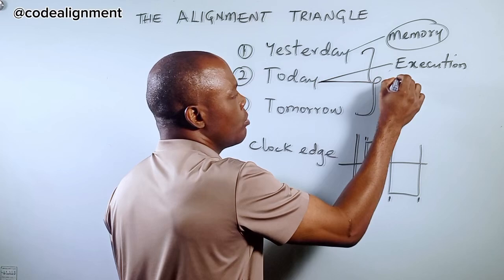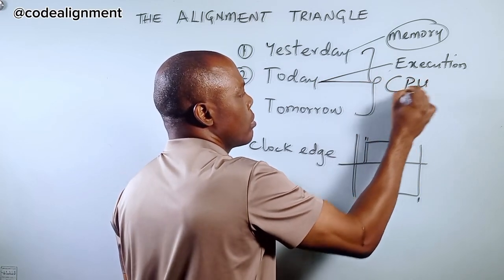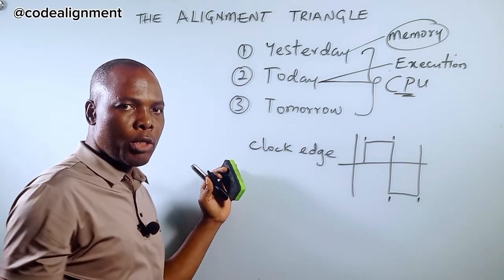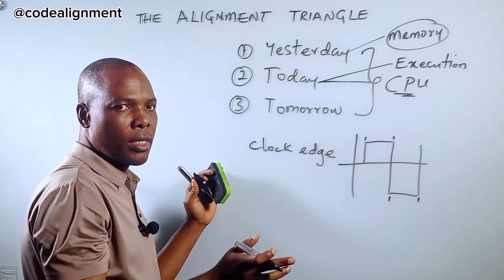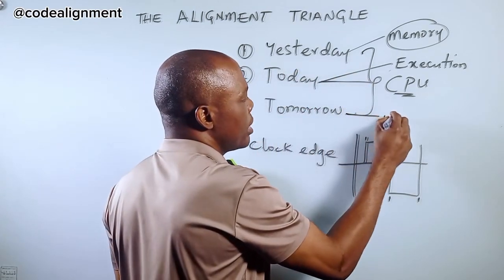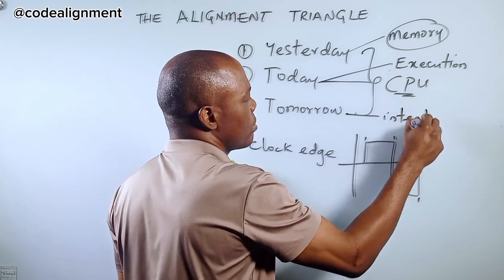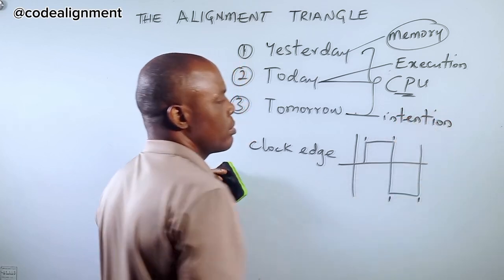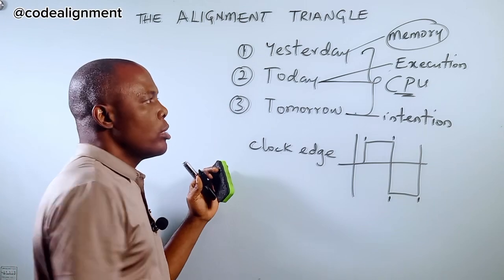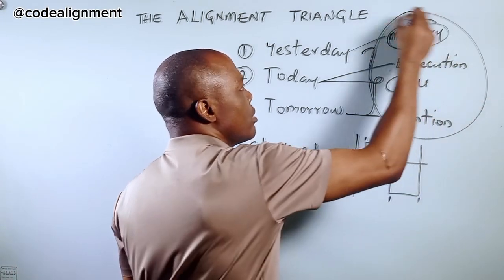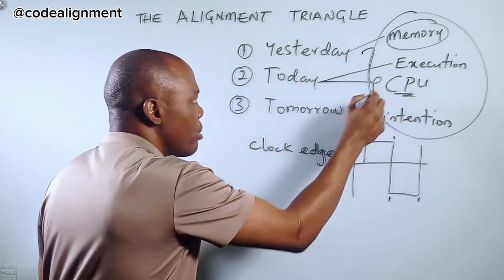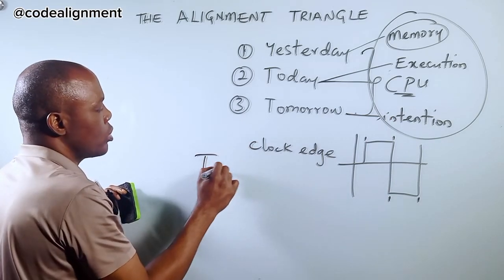This is the doctrine of the CPU. So that is what it is. And then tomorrow is what? Intention. Right? So the combination of this, which is action, right? The combination is what will manifest what you call truth.